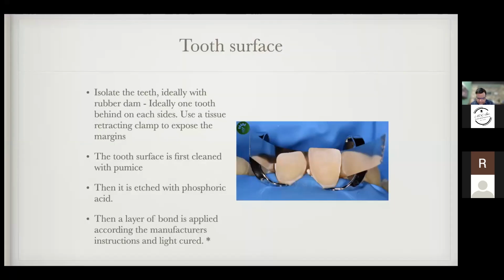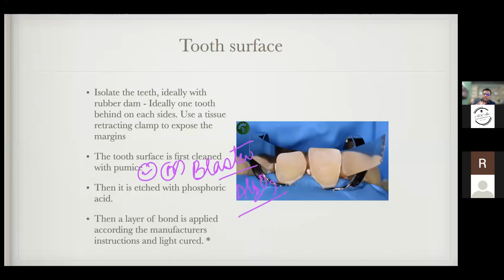Always isolate the tooth surface first. Isolation should be done ideally with a rubber dam. Once you've done the tooth surface isolation, you will first clean it using pumice or the blaster. Because it's enamel, you can use aluminum oxide over it and just blast the surface so as to remove any debris, any contaminants, and any leftover temporary cement.